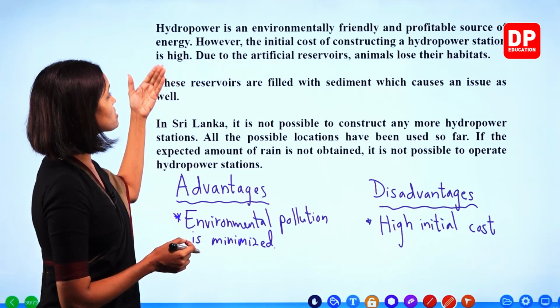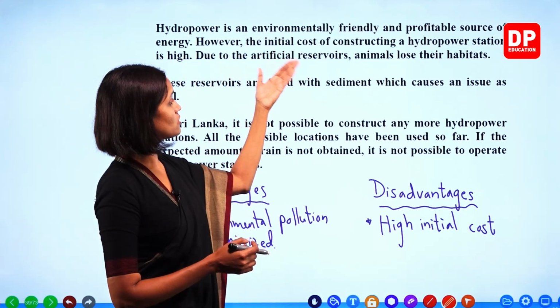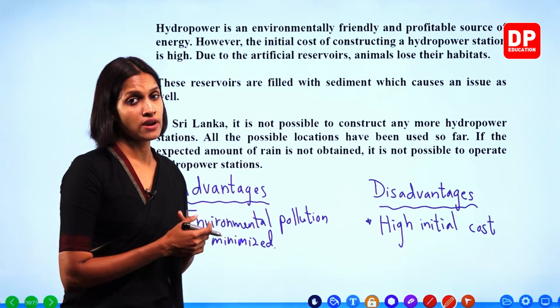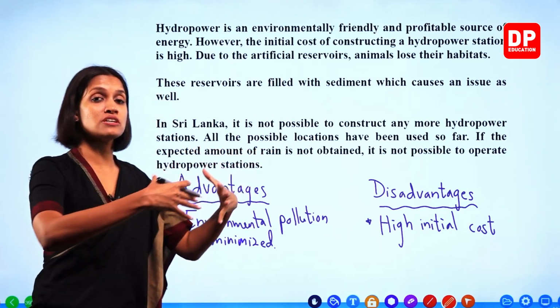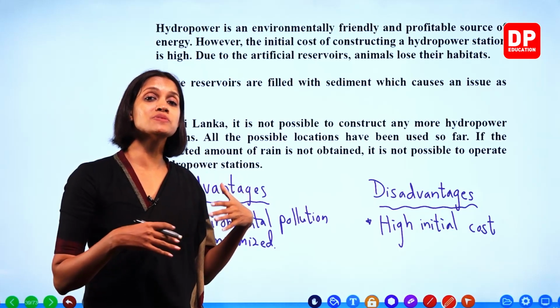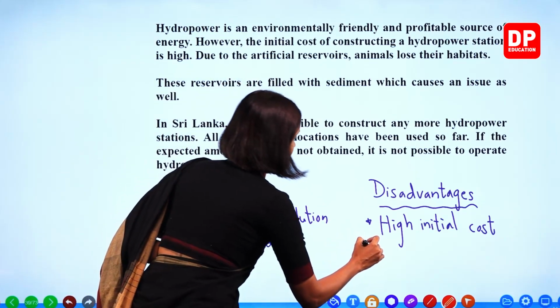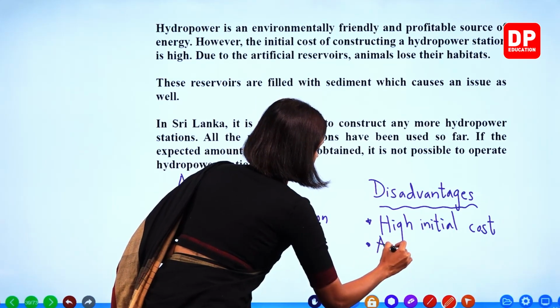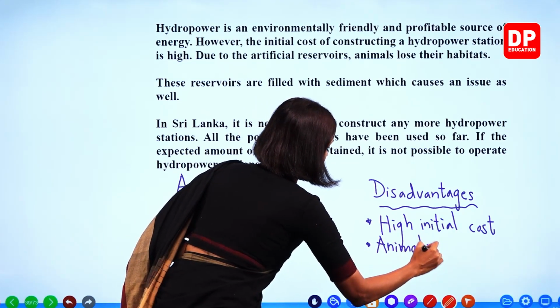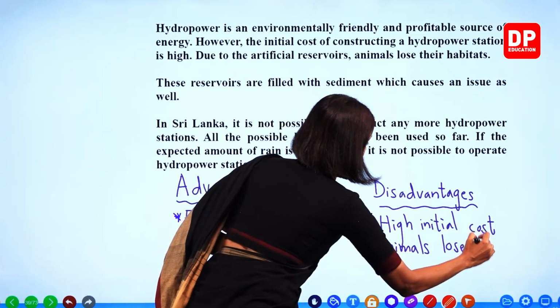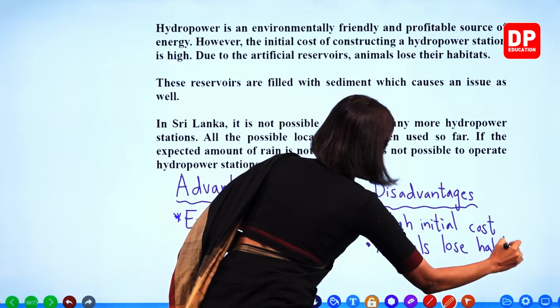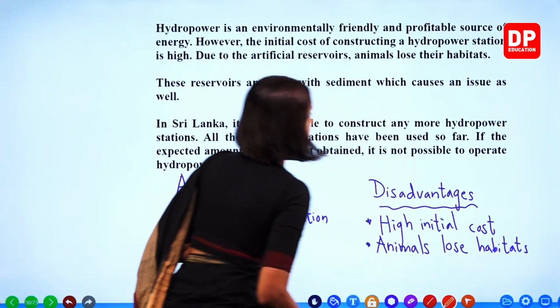Due to the artificial reservoirs, animals lose their habitats. When building these artificial reservoirs, what happens? Sometimes animals will lose their habitats. We can write that also. Animals lose habitats or living environments.